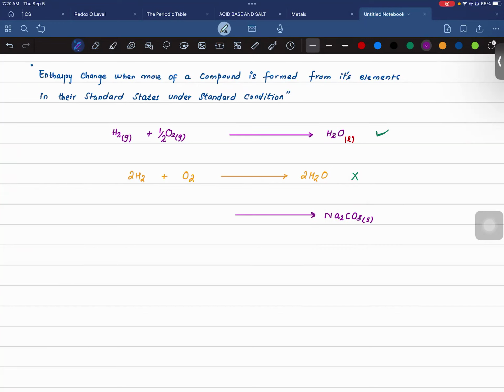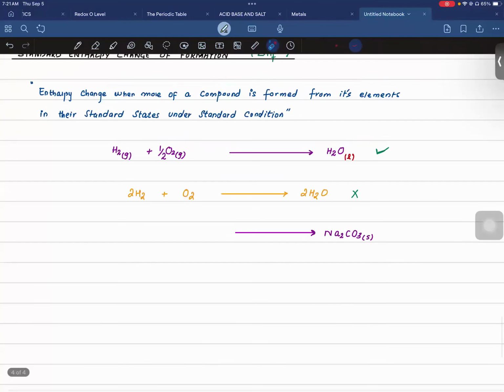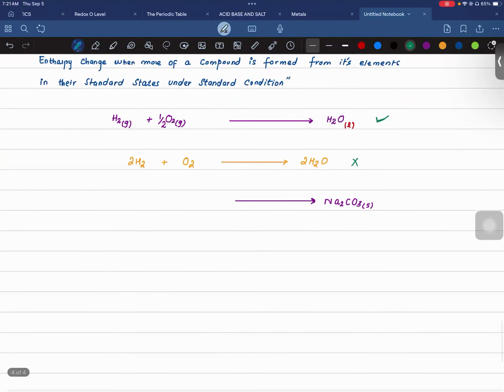Roha, can you tell me? Sir, is it going to be sodium and carbon monoxide separately? See the definition: from its elements, not a compound, not a molecule, only elements.